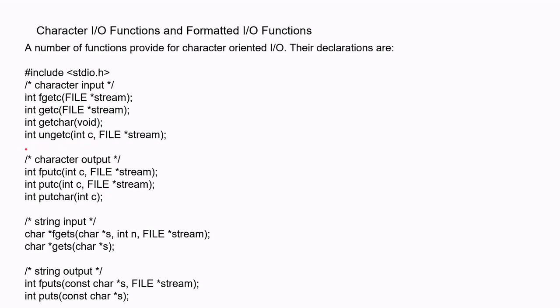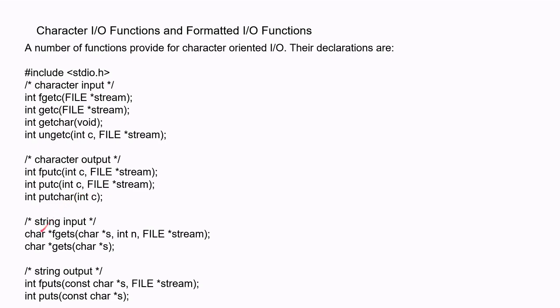Output. You have fputc, which just takes a file and an integer character and pops it onto the screen, or pops it onto the file stream you give it. putc does something similar, and putchar does the same thing but will only do it to standard out.